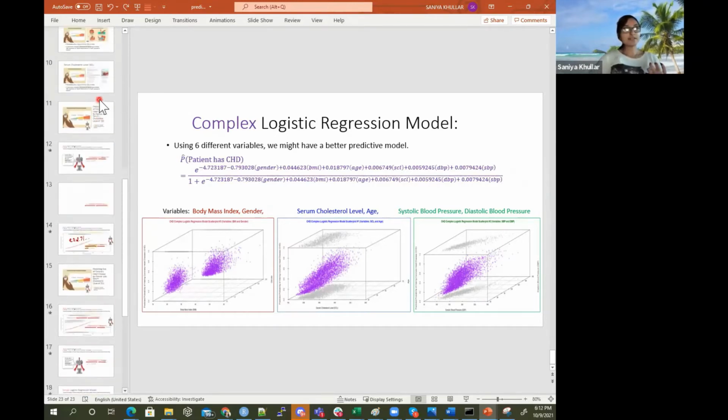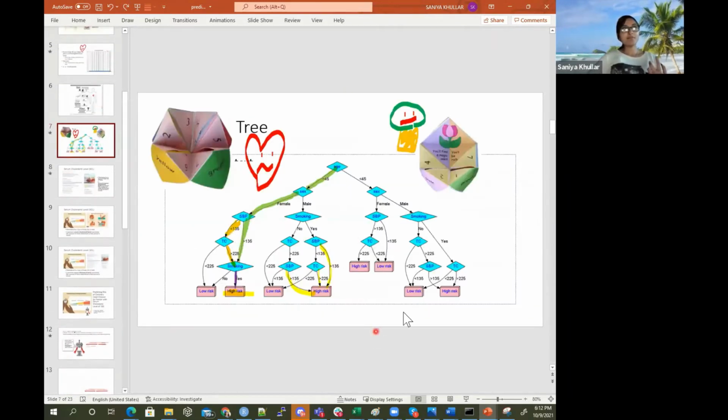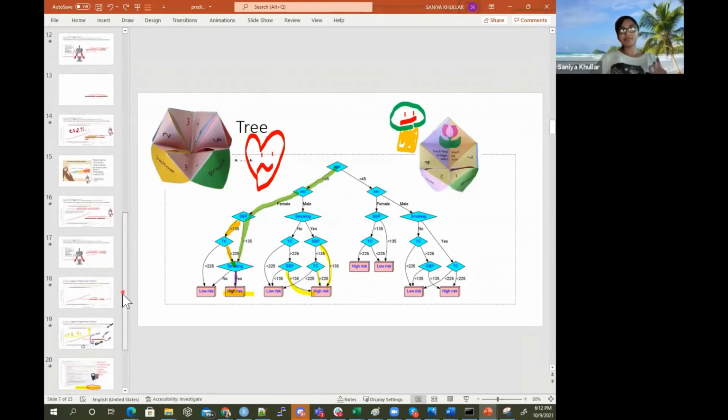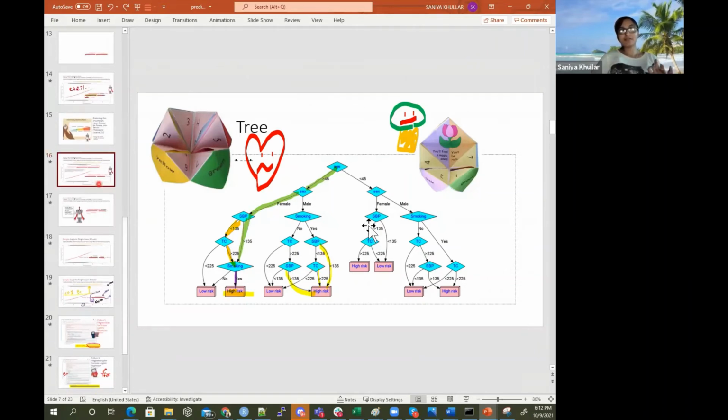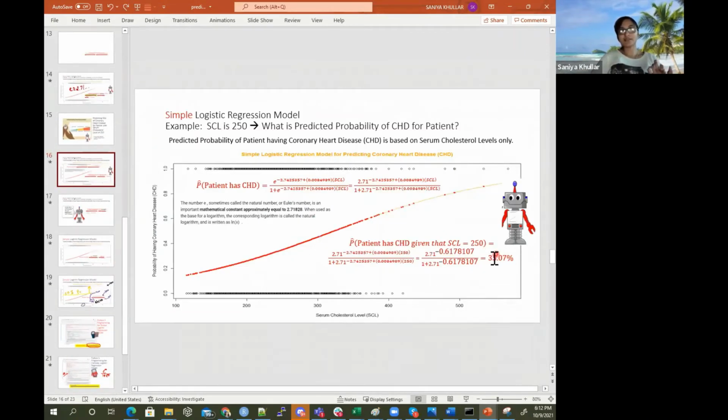I think that's an advantage over this decision tree here. Right now this just says low risk or high risk, but that could mean anything, right? Do you like the probability? Do you like that when it predicts your chances of having it? Do you like this type of approach where you have a prediction?